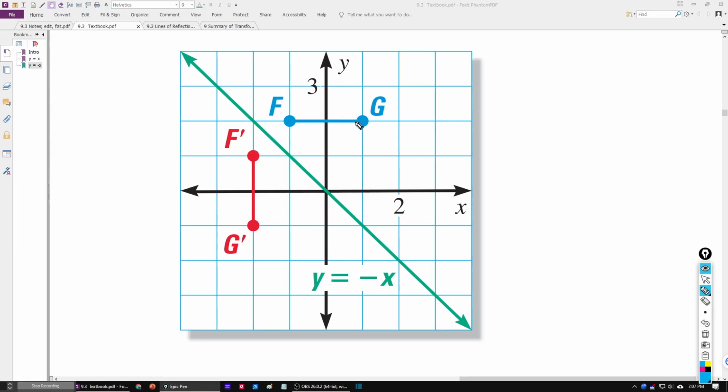So let's look at this one now and try to pull the rule. This is the last thing I have to do before I cut you loose to be able to do your work. But this is important. So this point here, G, is at 1.